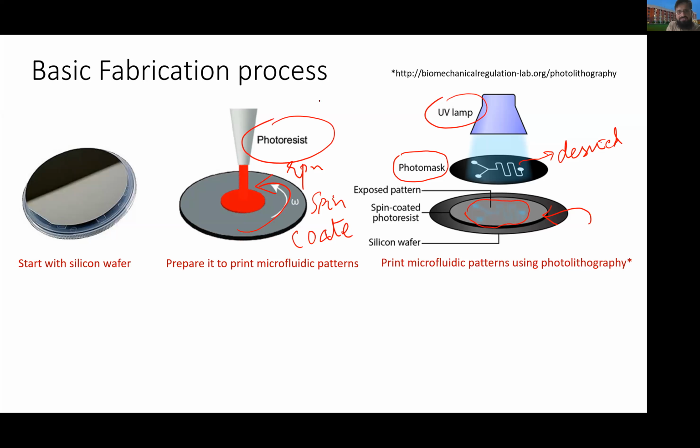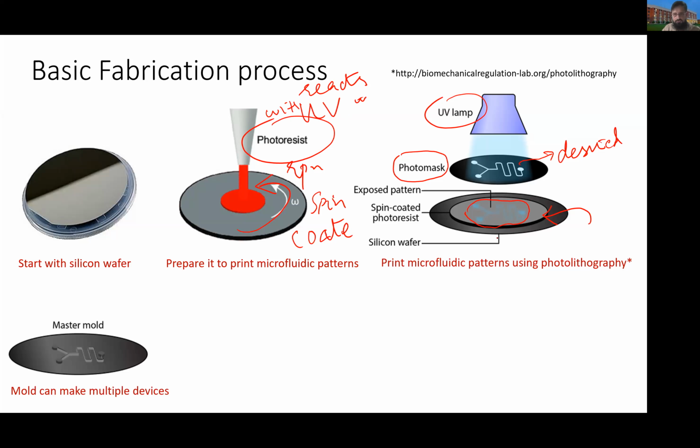Now this photoresist has a property that it reacts with UV light. So only the part of the photoresist which got the exposure has a property different from the other parts. Now we put the silicon wafer that has this pattern into some chemical, and the chemical will etch out everything except for the part which got the UV exposure. So that's called a master mold.